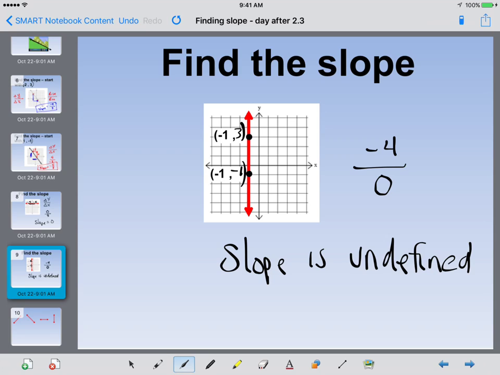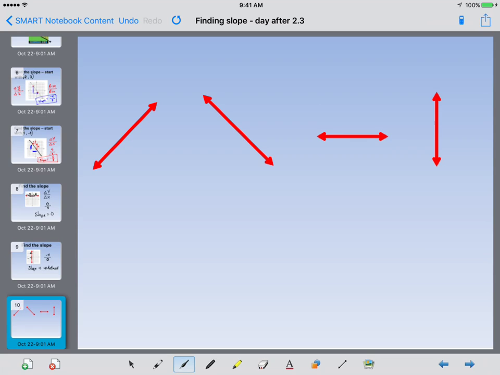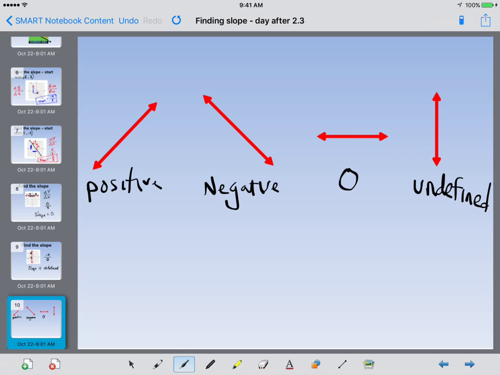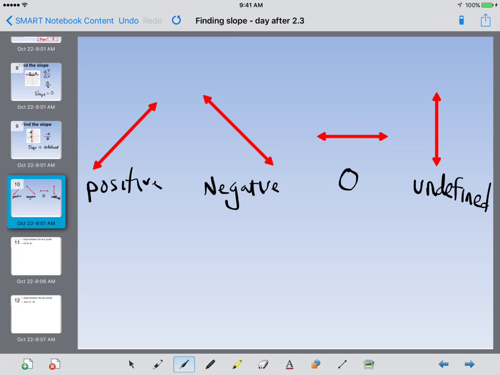So you might want to make a note of the 4 different slopes that we have. If you see a line going this direction, the first one is a positive slope. Second one, this is a negative slope. If you see a straight horizontal line, that is a slope of 0. And a straight vertical line, that slope is undefined. So pause the video, make sure you jot this down for your records.